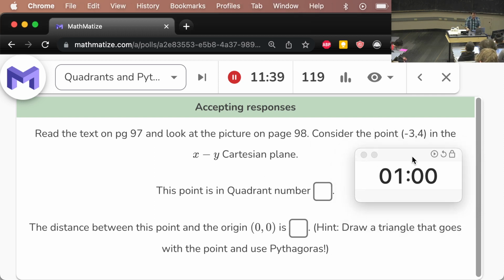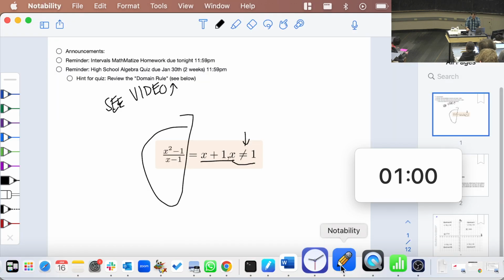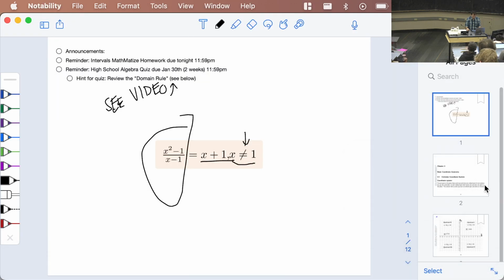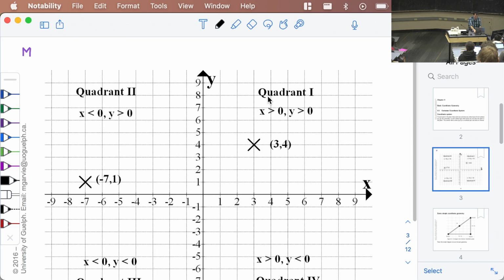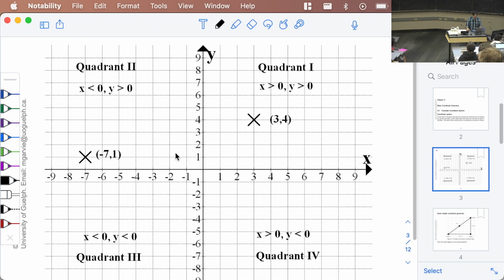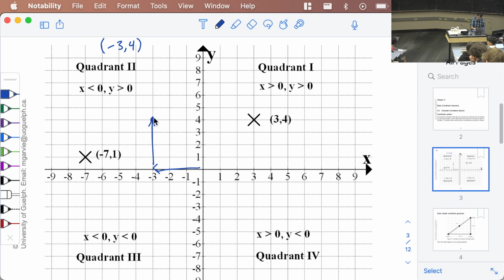So this question is about points, and that's what today's class is about. We're looking at things that look like this. This is the Cartesian plane. And in this problem, I said, let's look at the point -3, 4. Where is this point? You go over -3, and then you go up 4. So it's this point right here, -3, 4.